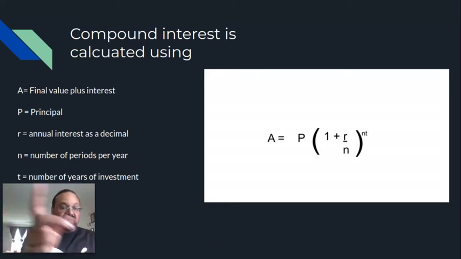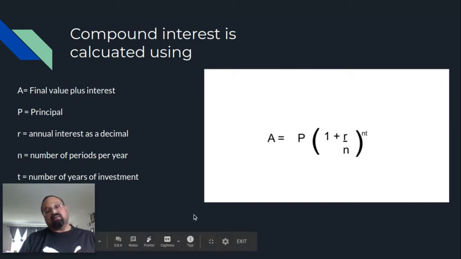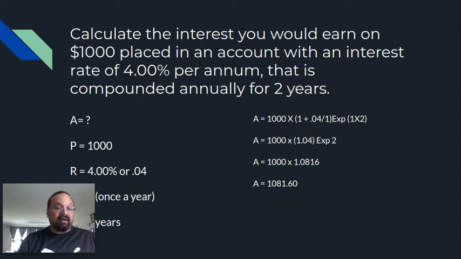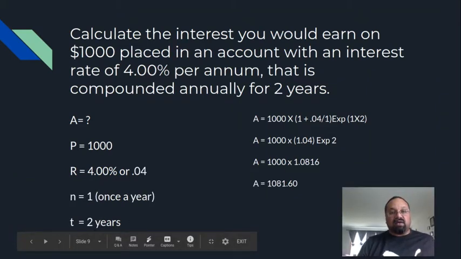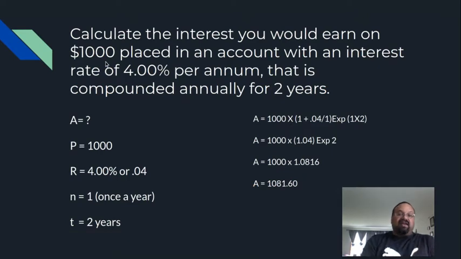So as it says, A is the final value, the principal plus the interest, P is the principal, R is the rate, N is the number of periods, and T is the total time invested. Well, what does that look like? Here's a question. Let's say we have to calculate the interest that I would earn on $1,000 that I invested in an account with an interest rate of 4% per year, but that I'm going to lock in for a 2-year term. Okay.